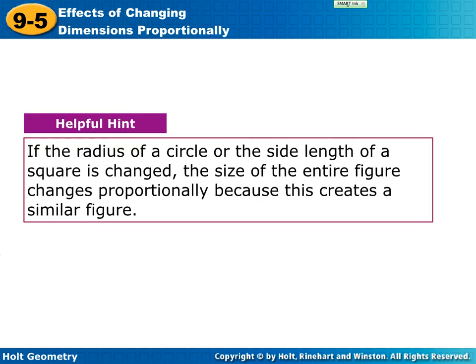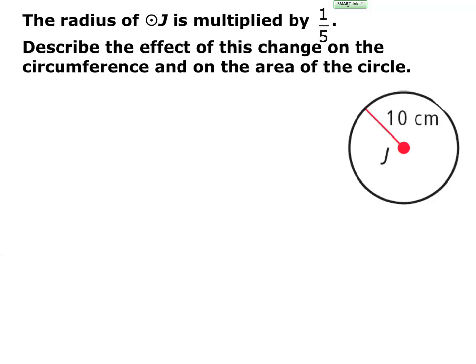Okay, this is about the circle. I mentioned that just a little bit ago. If you change the radius of a circle, it changes both dimensions. So what's going to happen to this circle? The radius of the circle is multiplied by 1/5. Is that going to make it bigger or smaller, by the way? Smaller, 1/5 as much. Describe the effect of the change on the circumference. I'm using the word circumference instead of perimeter, but it's a circle. What's going to happen to the circumference? Is this changing 1 dimension or 2 dimensions when we change the radius of the circle? Both. So what's your note say?